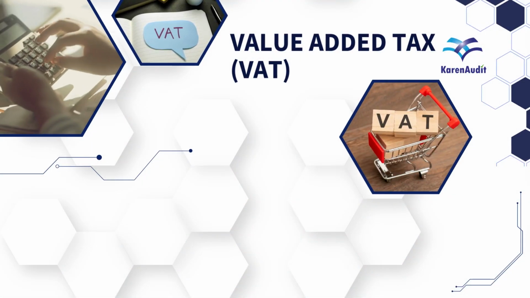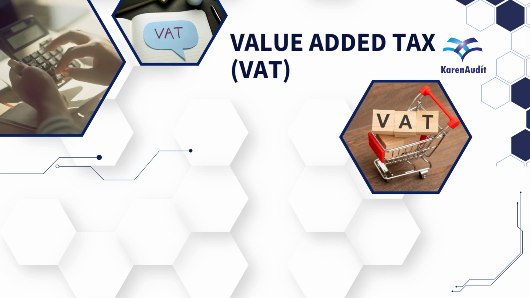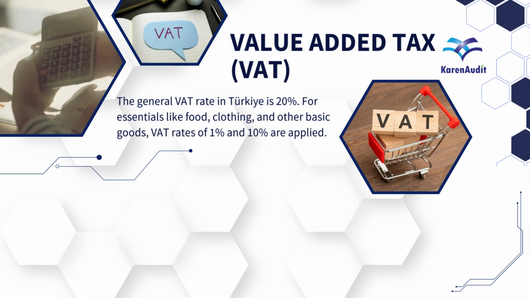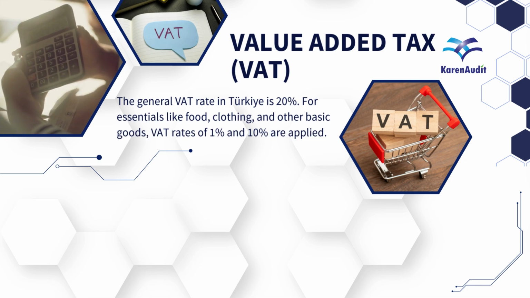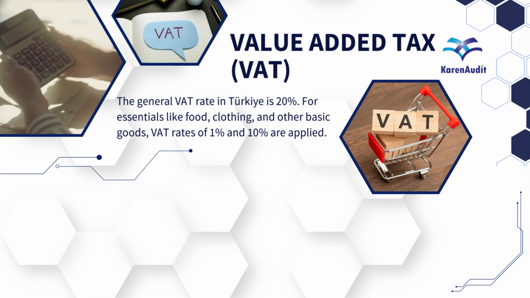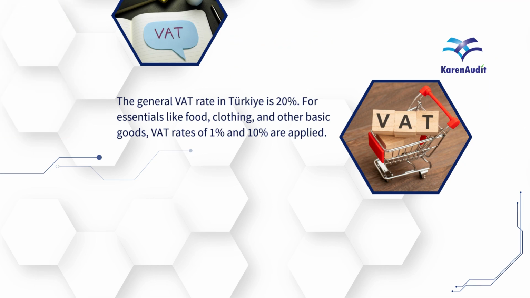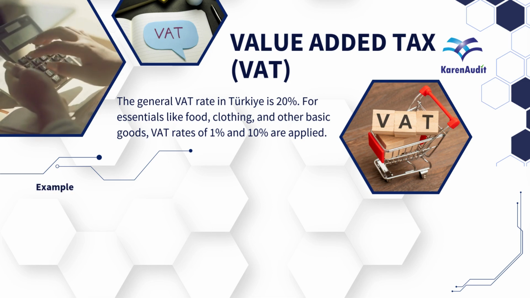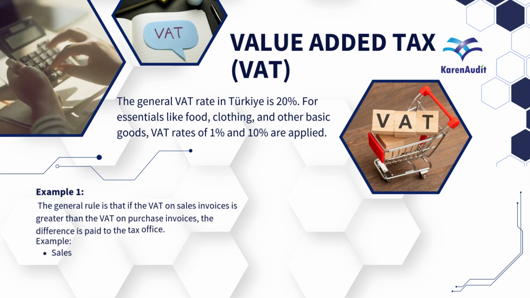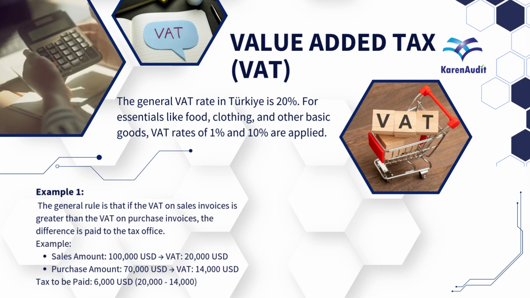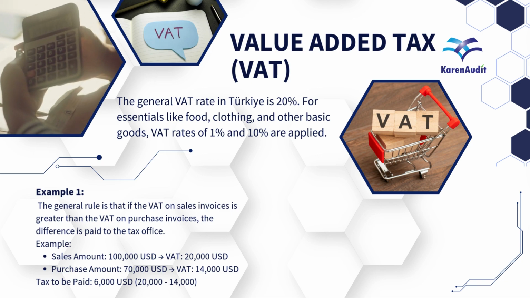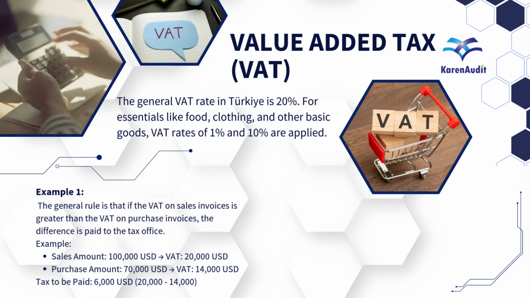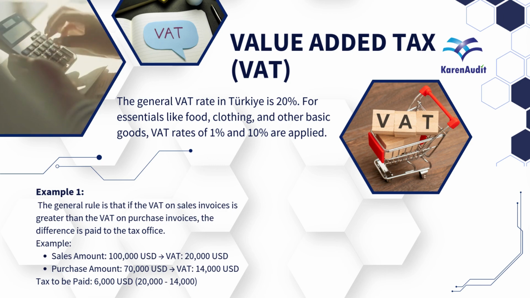Now, let's look at taxes based on transactions. So, value-added tax. The general VAT rate in Turkey is 20%. For essentials like food, clothing, and other basic goods, VAT rates of 1% and 10% are applied. Here is an example to explain how companies calculate VAT. The general rule is that if the VAT on sales invoices is greater than the VAT on purchase invoices, the difference is paid to the tax office.